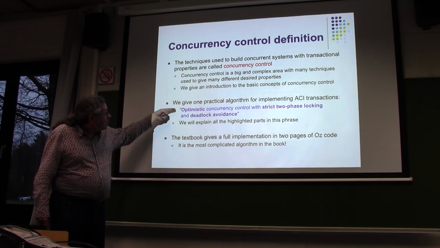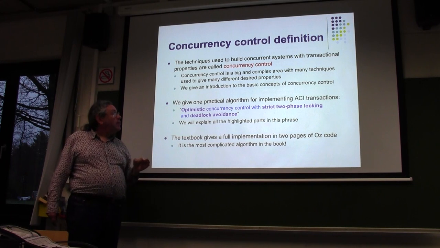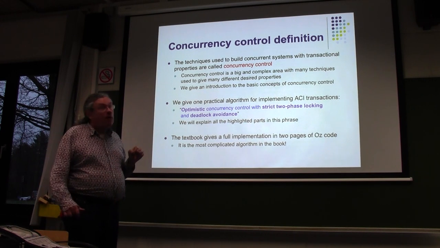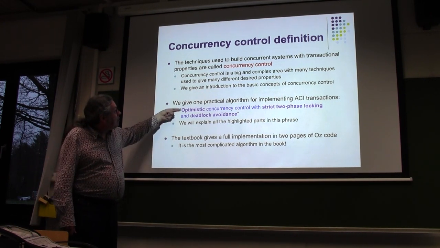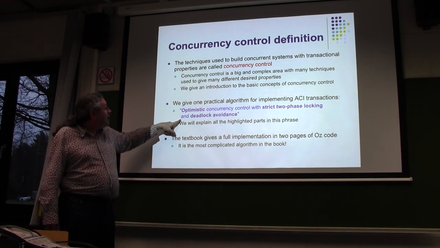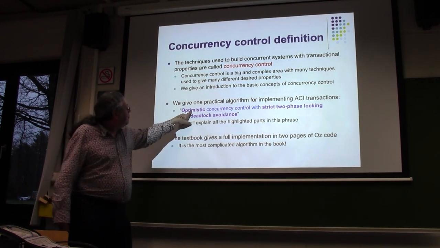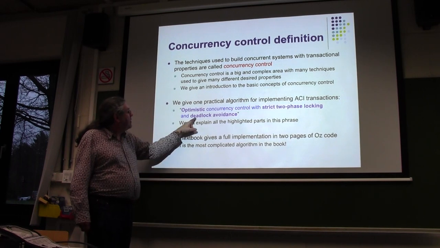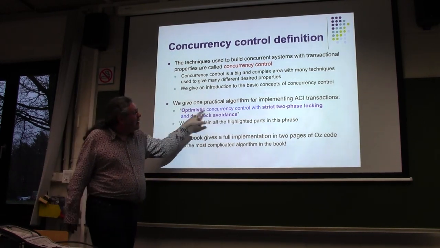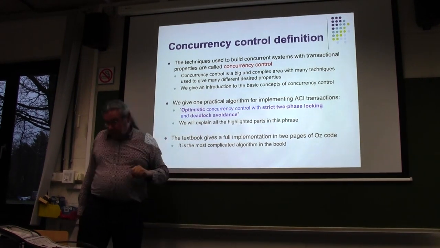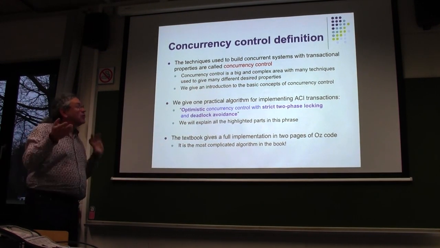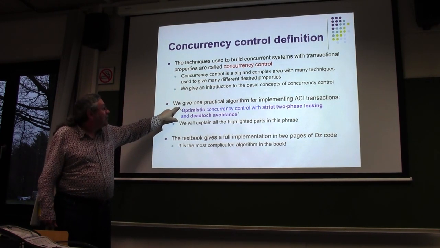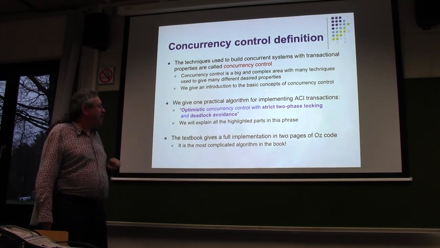So in today's course, I'm going to give you a full algorithm for implementing ACI transactions. I won't do the durability bit, but you can see you could add that. I'm going to show you a full algorithm so you'll understand everything. And the algorithm does this. It will do optimistic concurrency control with strict two-phase locking and deadlock avoidance. So these three highlighted things are important, and many transaction systems have variations of them. This is just one of many possible transaction systems. Okay. So these highlighted bits, we're going to explain them.